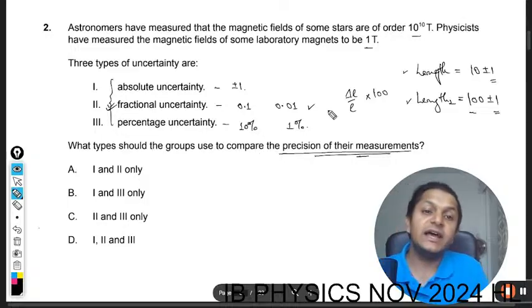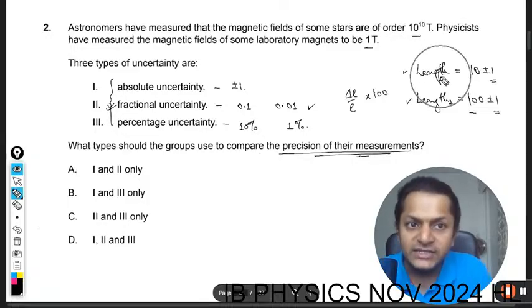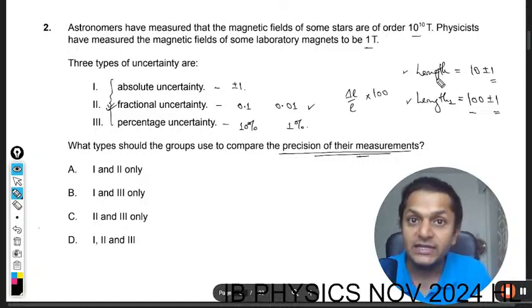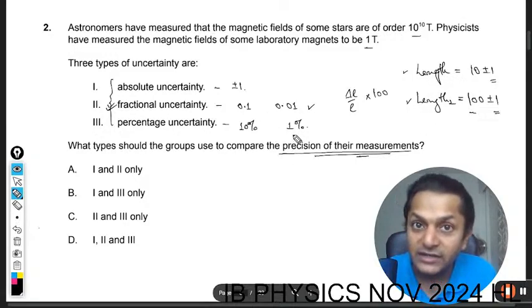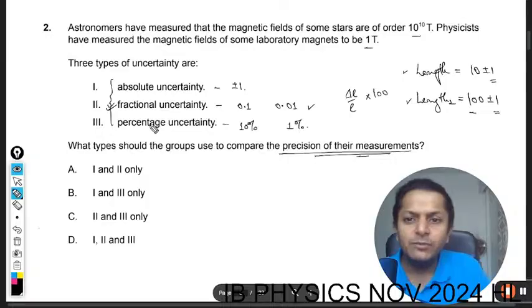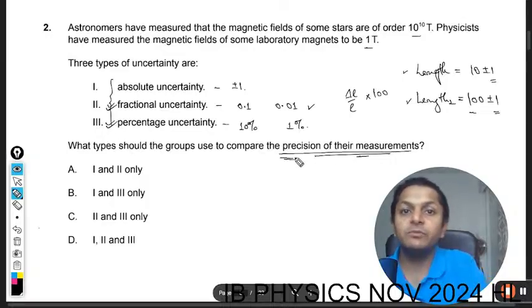So you can see that the percentage error in this calculation, in the first measurement, is whoppingly 10%. That is too high. And the measurement in the L2 is coming out to be 1%, which is fairly good. It means that both of these can be used to find the precision of the measurement.